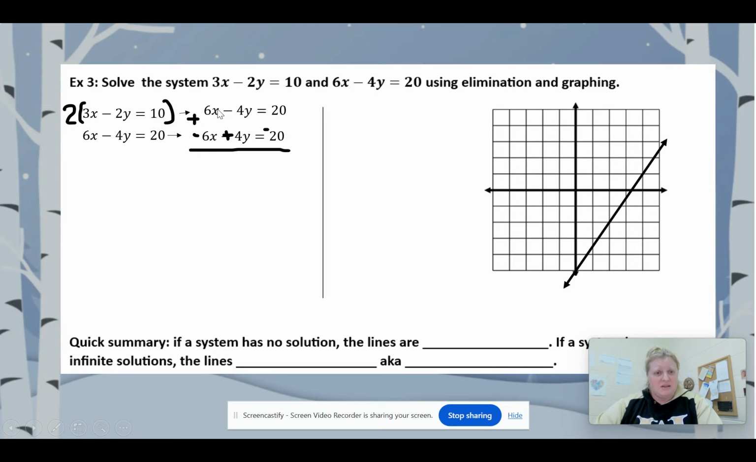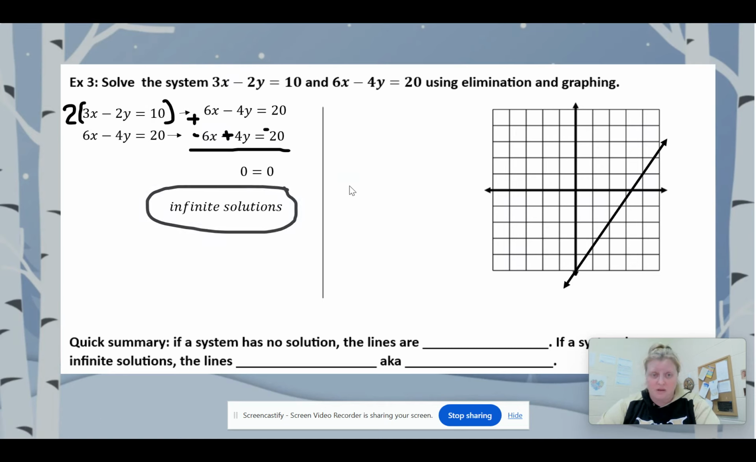Now 6 minus 6 is 0. Negative 4 plus 4 is also 0. So on the left side, I have nothing. I have 0. And 20 minus 20 is also 0. Now this is different than what we just did because this is a true statement. It's the opposite, where before it was no solution because it'll never work. This is infinite solutions because it will always work. No matter what I put in for x and y, I will always get 0 equals 0. So it's going to end up being a true statement regardless of what I use.